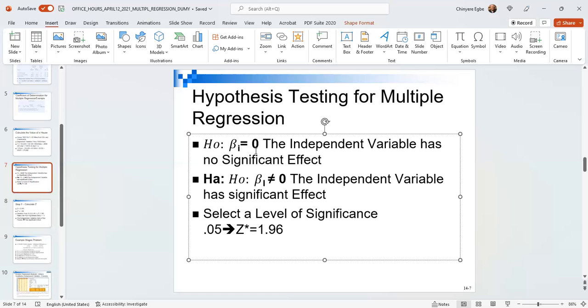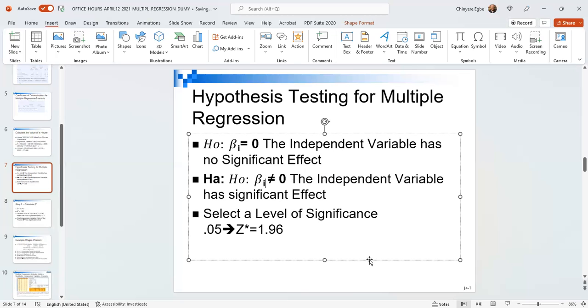The null hypothesis is that the independent variable has no significant effect. That is the null hypothesis, which is to say that the particular independent variable you are testing has a slope equal to 0. There's no significant effect. The alternate hypothesis is that the independent variable you are testing does have a significant effect. Okay?